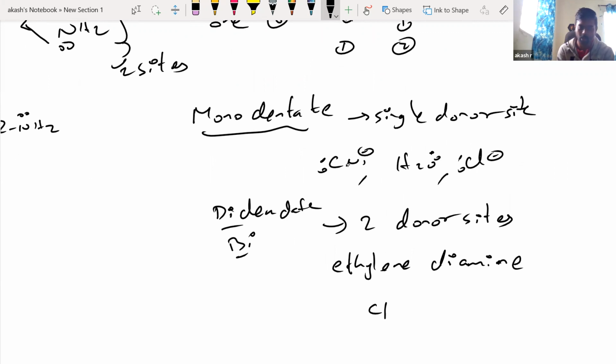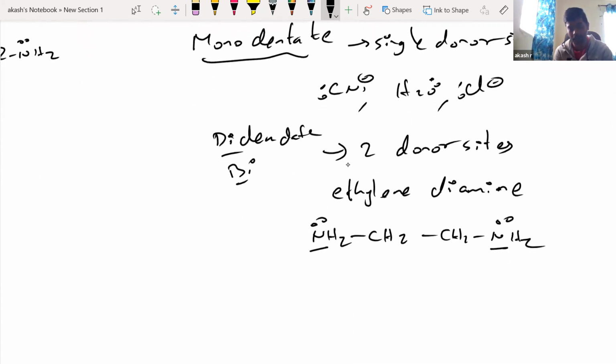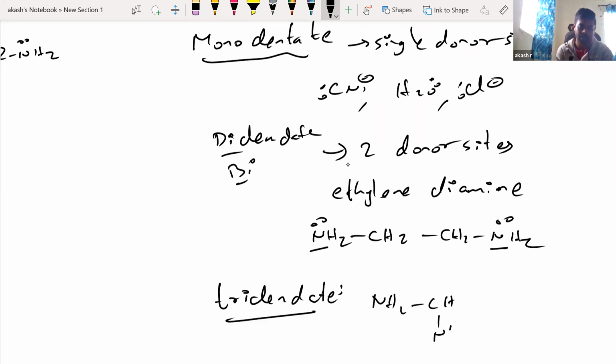Ethylene diamine means you are going to have NH2, CH2, CH2, NH2 like this. Now what are you seeing? You have one lone pair here, another lone pair here, donor atom 1, donor atom 2. So this is an example of a bidentate ligand. Now we can have tridentate also. You can have any kind of molecule, say NH2, CH2, NH, CH2, CH2, NH2, something like this. Again you have 1, 2, 3, 3 donor sites.